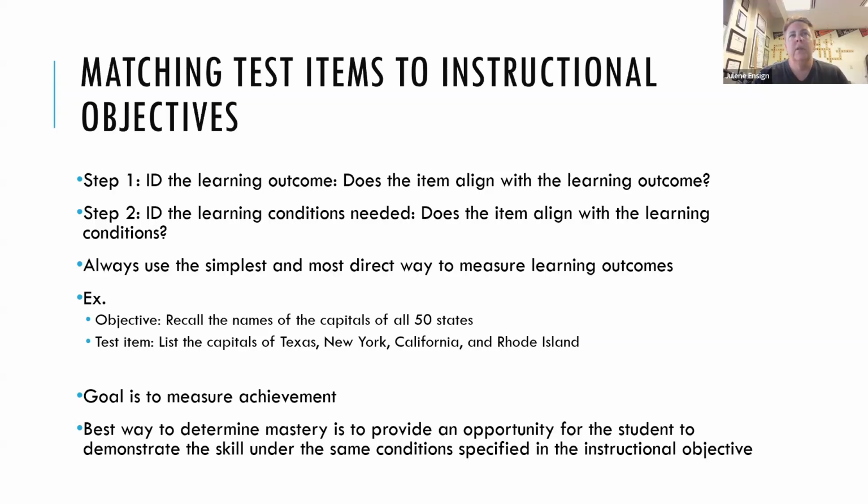And then the second step is to identify the learning conditions. Does the item align with the learning conditions? So this is those steps. We try to be simple, use the most direct way to measure learning outcomes.